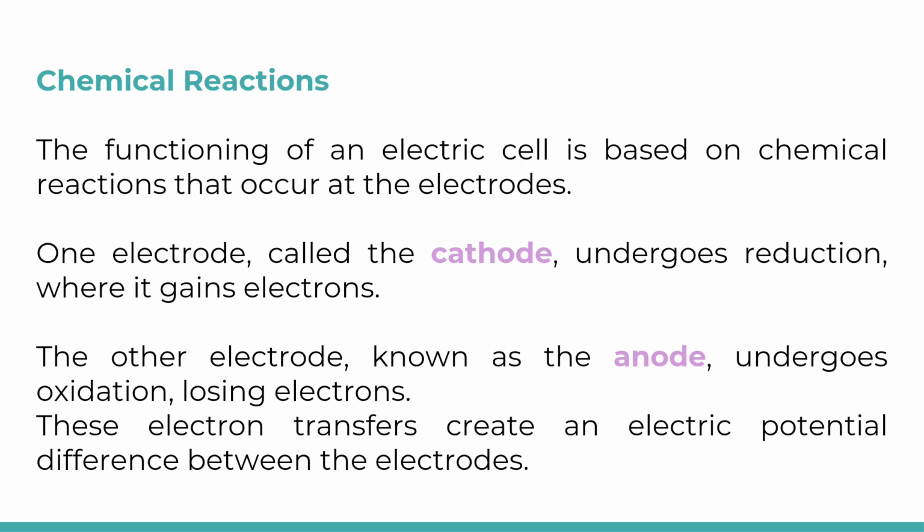One electrode, called the cathode, undergoes reduction, where it gains electrons. The other electrode, known as the anode, undergoes oxidation, losing electrons. These electron transfers create an electric potential difference between the electrodes.